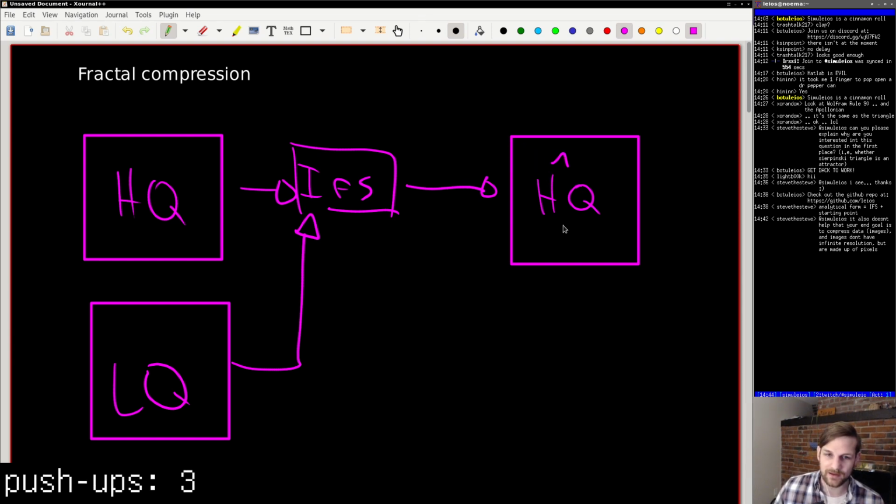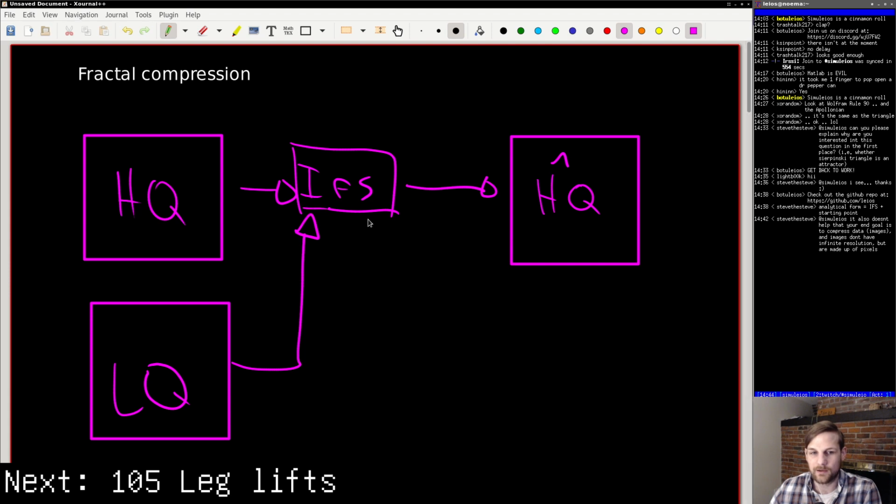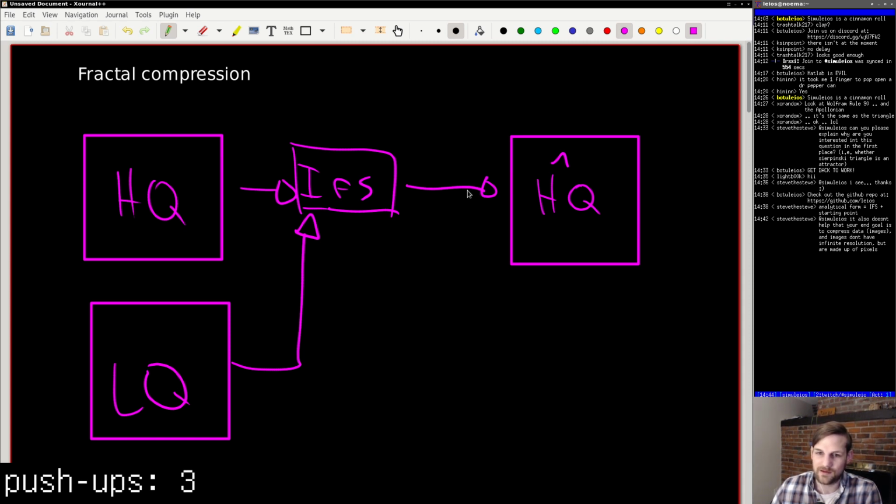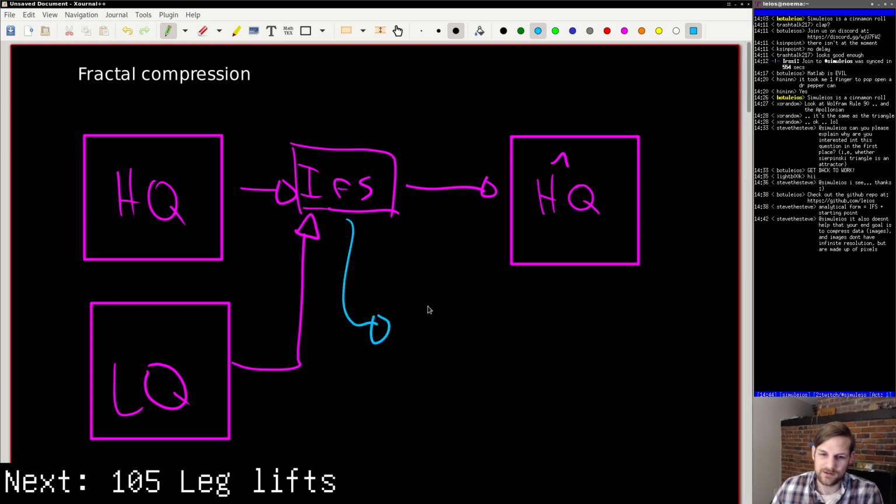That's why I put a little hat on it. But in the end, what you're looking at here is a high quality image saved as a set of functions, and then you store some sort of low quality image to pass through that set of functions. But what bugged me is that if the attractor of the iterative function system is in fact the high quality image that we started with, right?